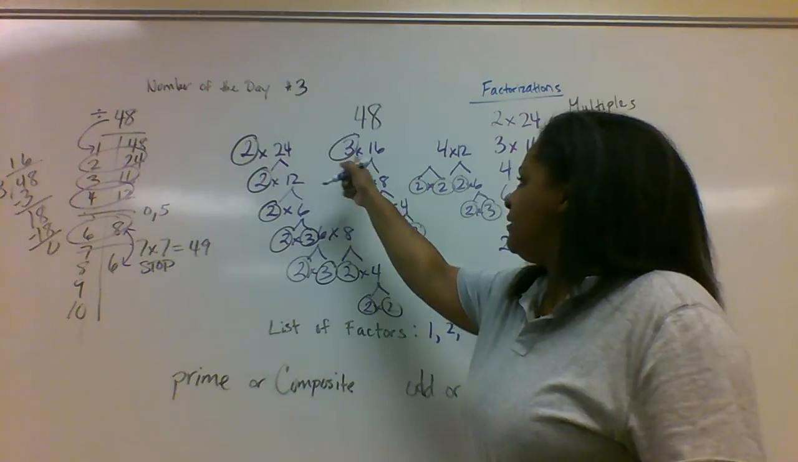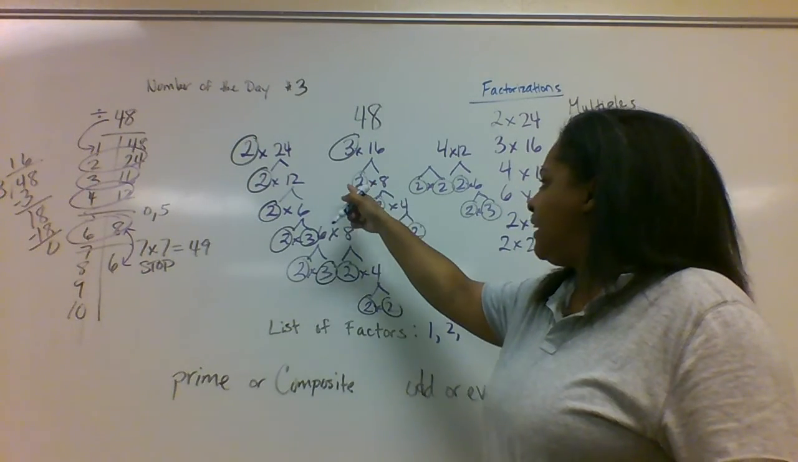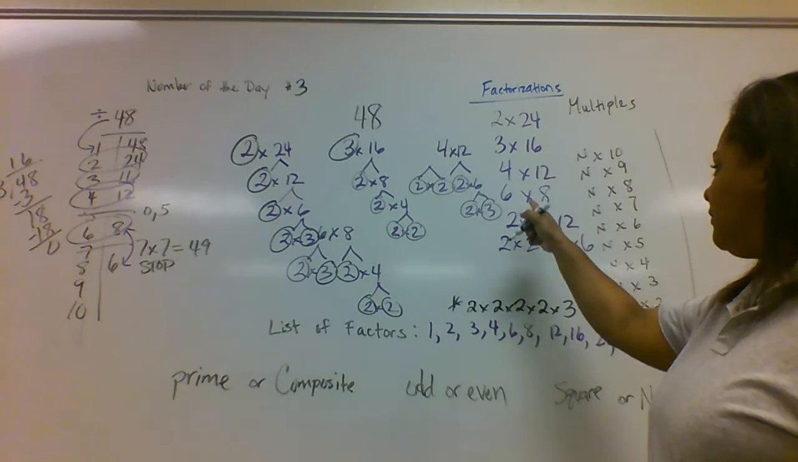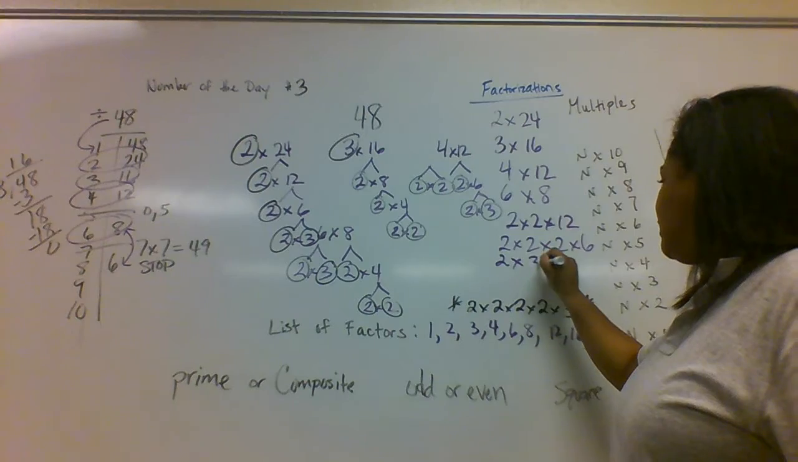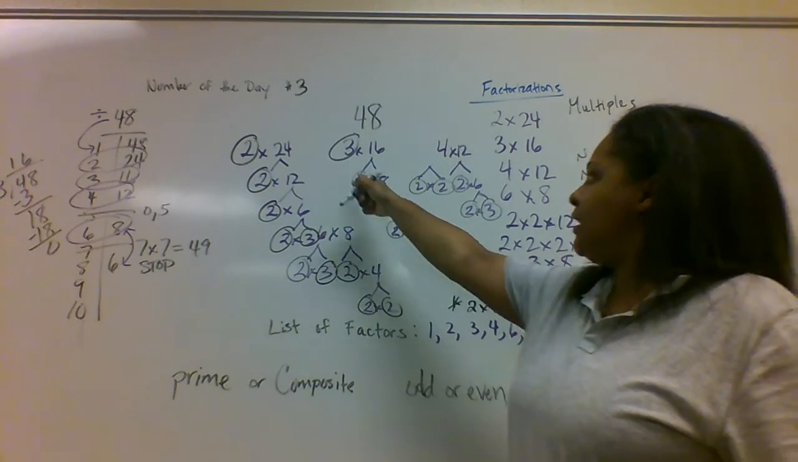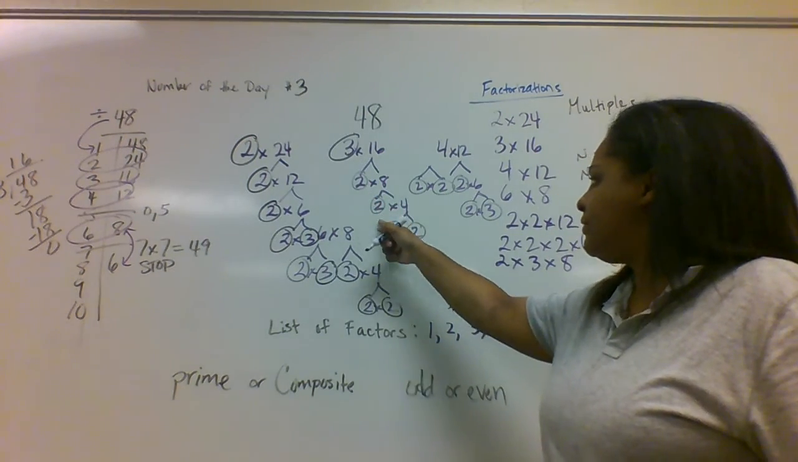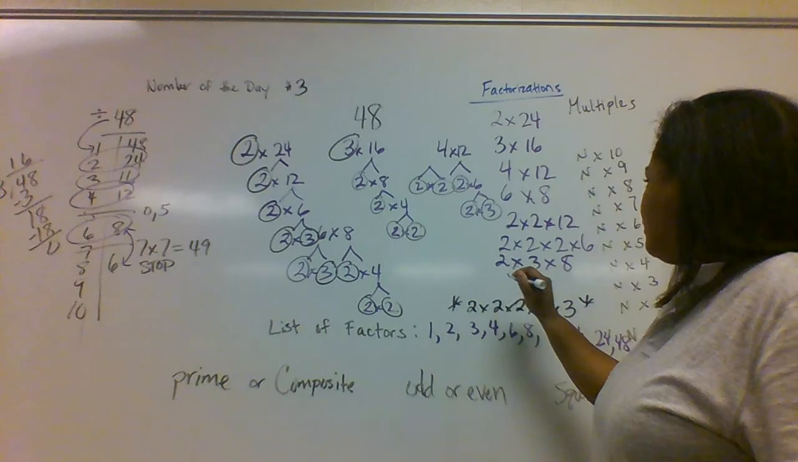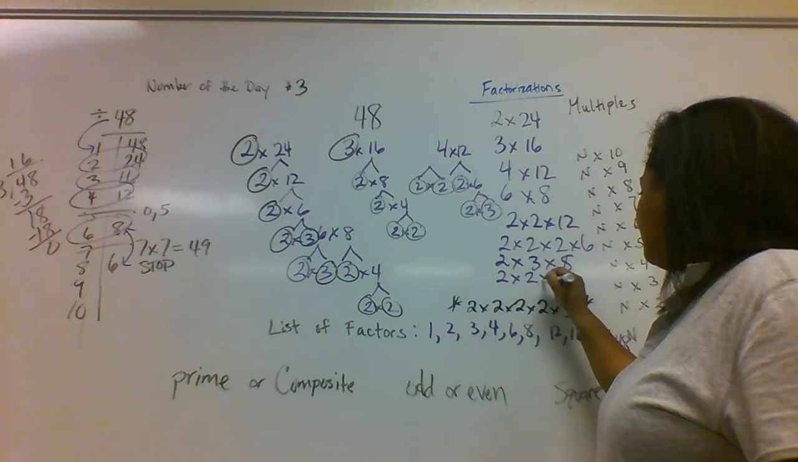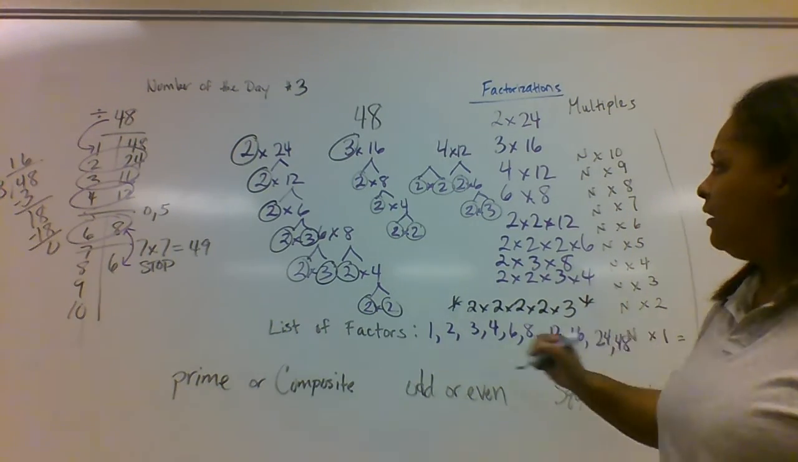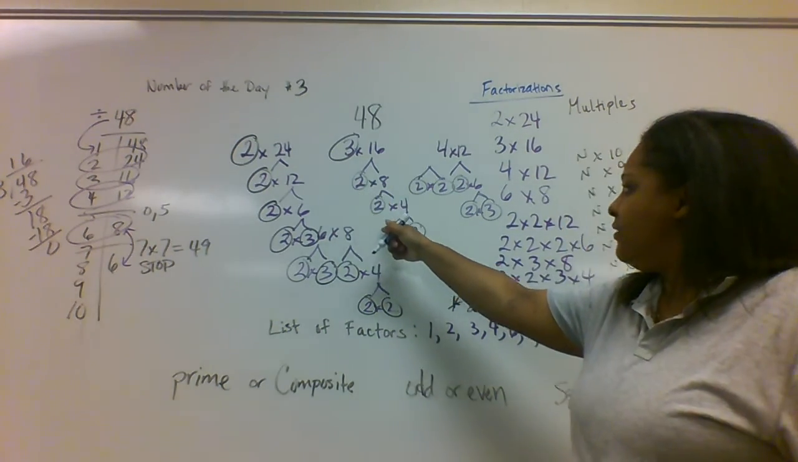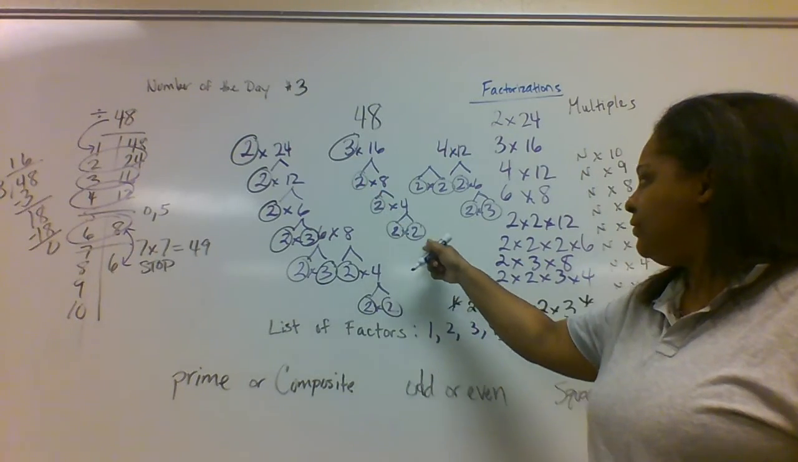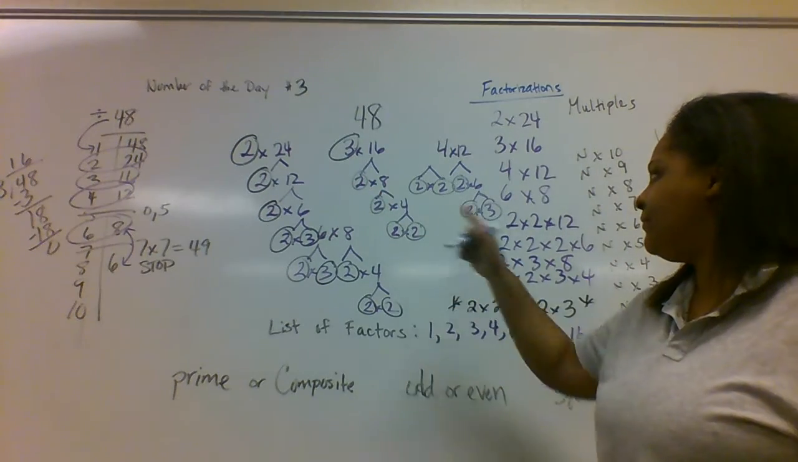All right, here goes another factorization, 3 times 2 times 8. Do I have that anywhere? Nope. So 2 times 3 times 8. Here's another one, 3 times 2 times 2 times 4. So we have 2 times 2 times 3 times 4. And then 3 times 2 times 2 times 2. So we already have that one. That one is the prime factorization.